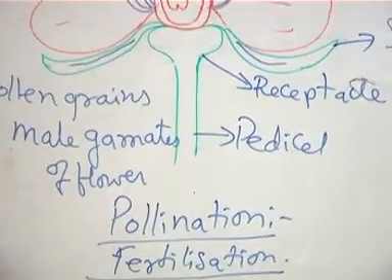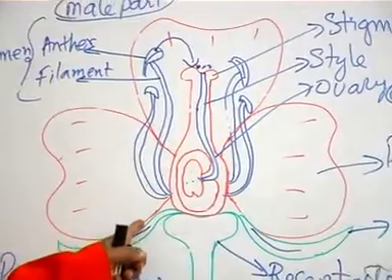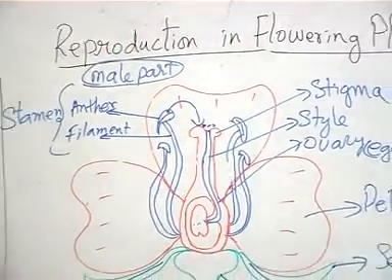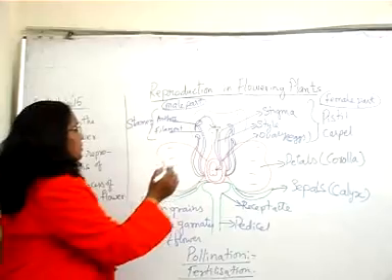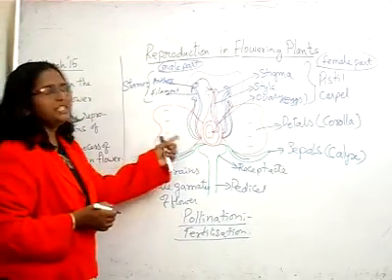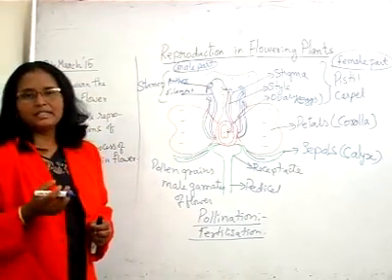After fusion, a zygote is formed. The zygote divides and develops into a fruit. Now, by this reproduction in flowering plants, a fruit is formed with the seeds inside.